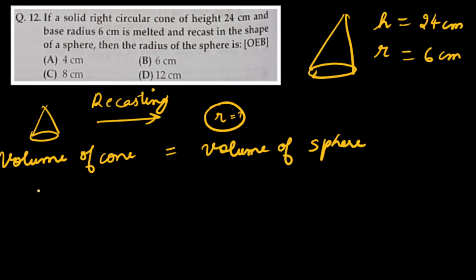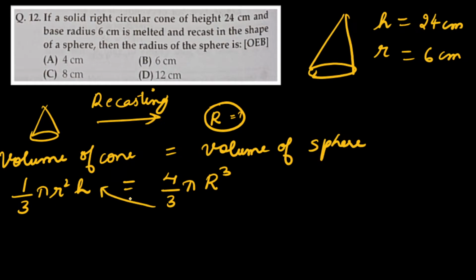Now the volume of cone's formula we know, it is 1 by 3 pi r square h, and volume of sphere is 4 by 3 pi. I am just writing this as capital R because we just have to differentiate. We have to find the radius of the sphere, so radius of sphere I am writing as capital R. So 4 by 3 pi R cube. Now we can substitute the values, and whatever we have to shift, we can shift also.